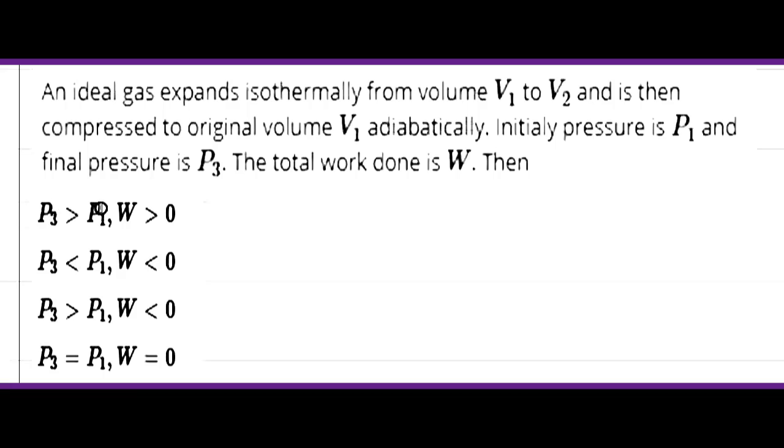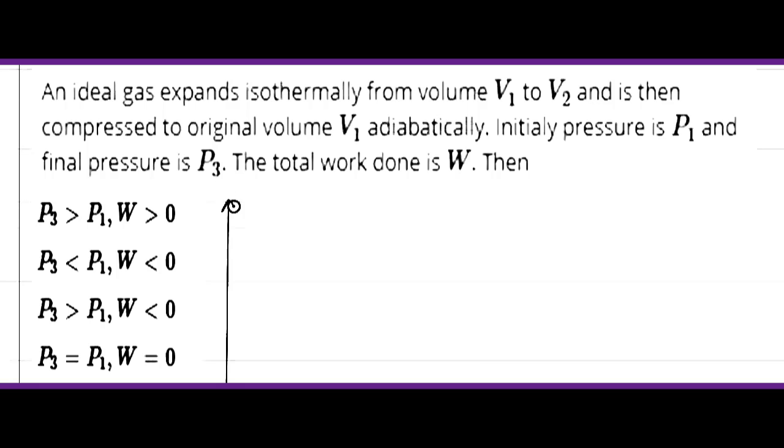First option is P3 greater than P1, W greater than 0. Second option is P3 less than P1, W less than 0. Third option is P3 greater than P1 and W less than 0. And fourth option is P3 equal to P1, W equal to 0. Now this question is based on the chapter thermodynamics.